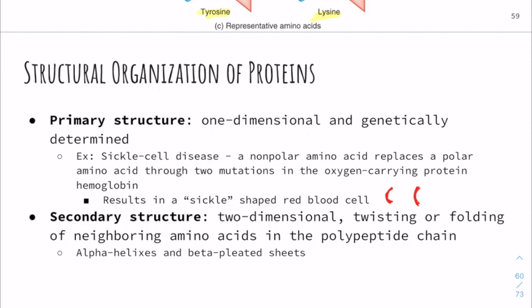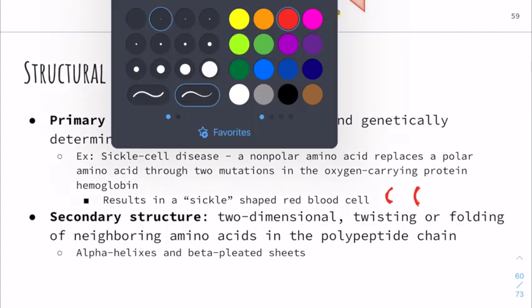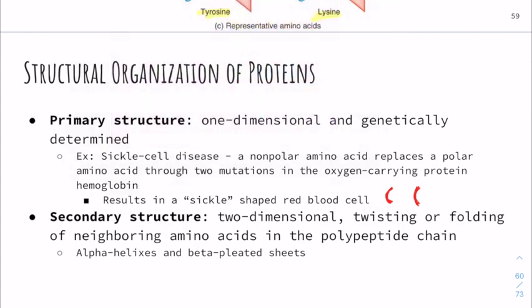Proteins also have a secondary structure. They have a 2-dimensional twisting or folding of neighboring amino acids in a polypeptide chain. So they have alpha helixes and beta pleated sheets. Secondary structure, think secondary, 2, 2-dimensional. Primary, like first grade, first, 1-dimensional.